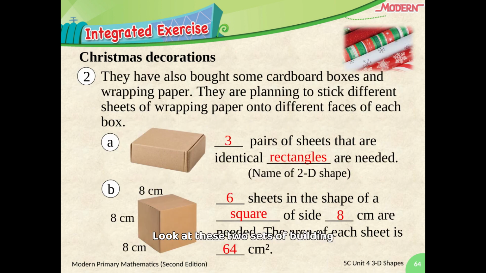Final challenge. Look at these 2 sets of building materials. Which one can form a cube? Set A has sticks of different lengths. Set B has 12 sticks that are all identical. Remember the cube rule. Every edge must be the same. So the winner is Set B.